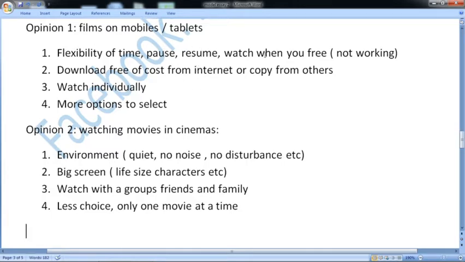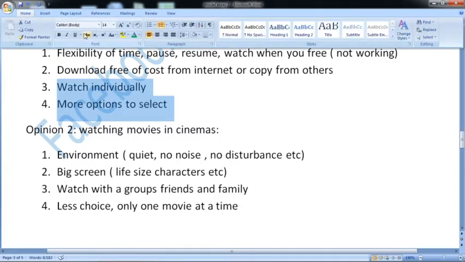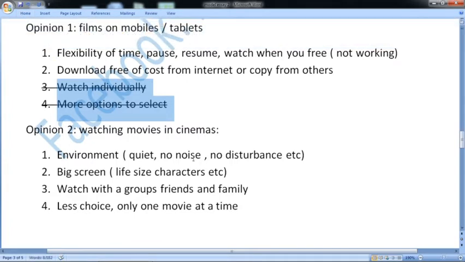Flexibility of time, resume, watch time free, not working, is very good. We can expand it. Download free of cost, copy from other gadgets, etc. We can expand this. Watch individually, and these more options we can expand, but the first two are sufficient, so let us cross them out.